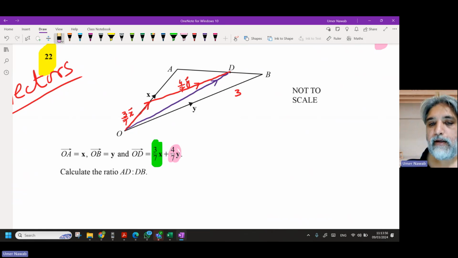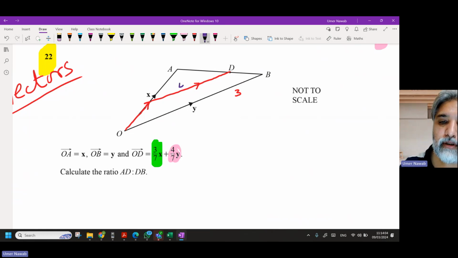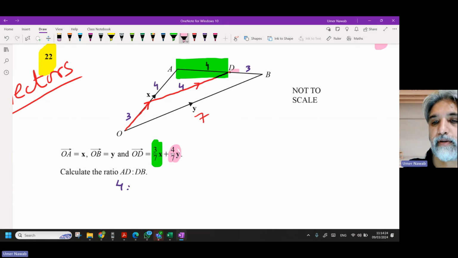Now in a similar way, how can I express it to you guys? Then you can understand it more. I'll erase everything. This is 4, this is 4, this is 4, this is 3, this is 3, and this total is 7. Right? AD, can you check that? How much is it? 4. And DB is how much? It is 3.